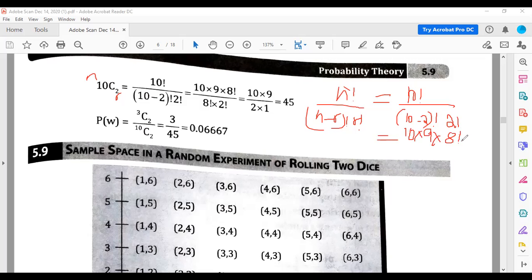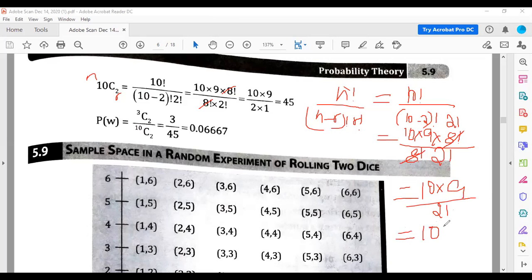I will stop until there. Why am I stopping until there? See the denominator: 10 minus 2 is 8 factorial, and then into 2 factorial. Now, in the numerator I have 8 factorial, and in the denominator I have 8 factorial. I am cancelling both of them, so that factorial is taken care of. Next, what is left? 10 into 9 divided by 2 factorial.